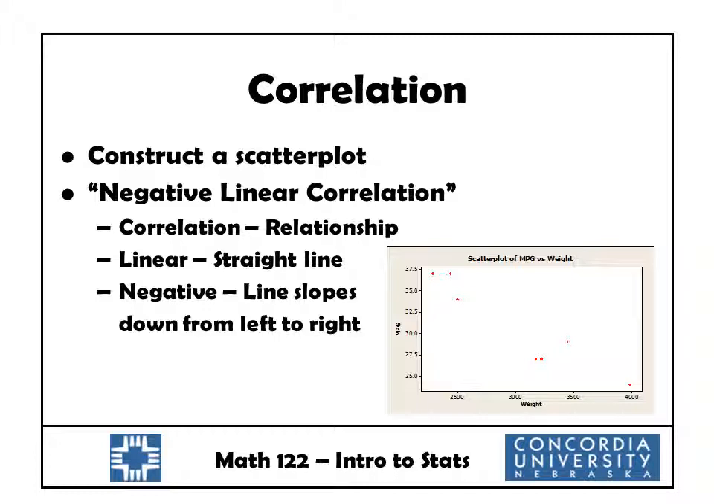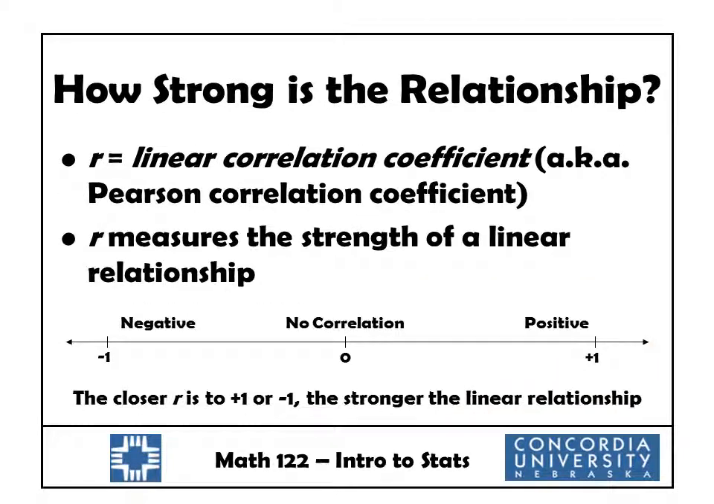When we see graphically that we have a linear relationship, we want to measure the strength of it. We do that with this quantity called R, which is named the linear correlation coefficient, also called the Pearson correlation coefficient. It takes on values between -1 and +1. The closer it is to -1 or +1, the stronger the linear relationship. If it's close to 0, that means there's no linear relationship.